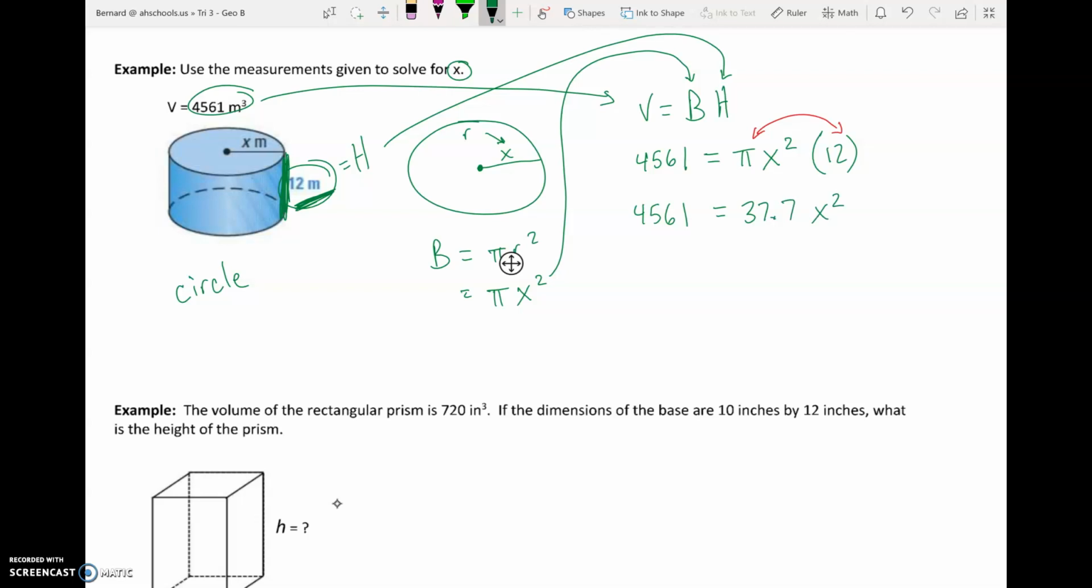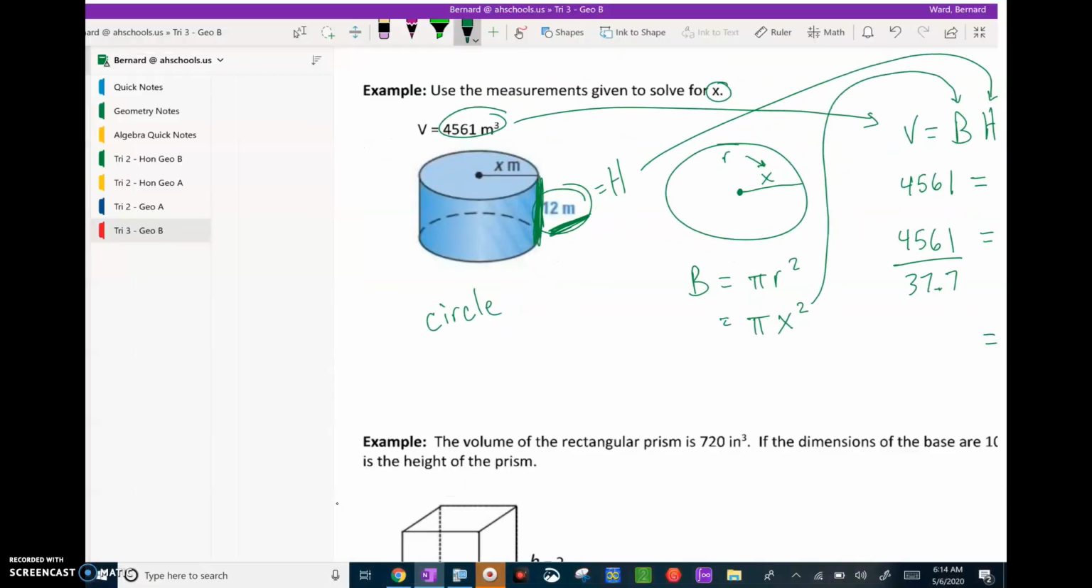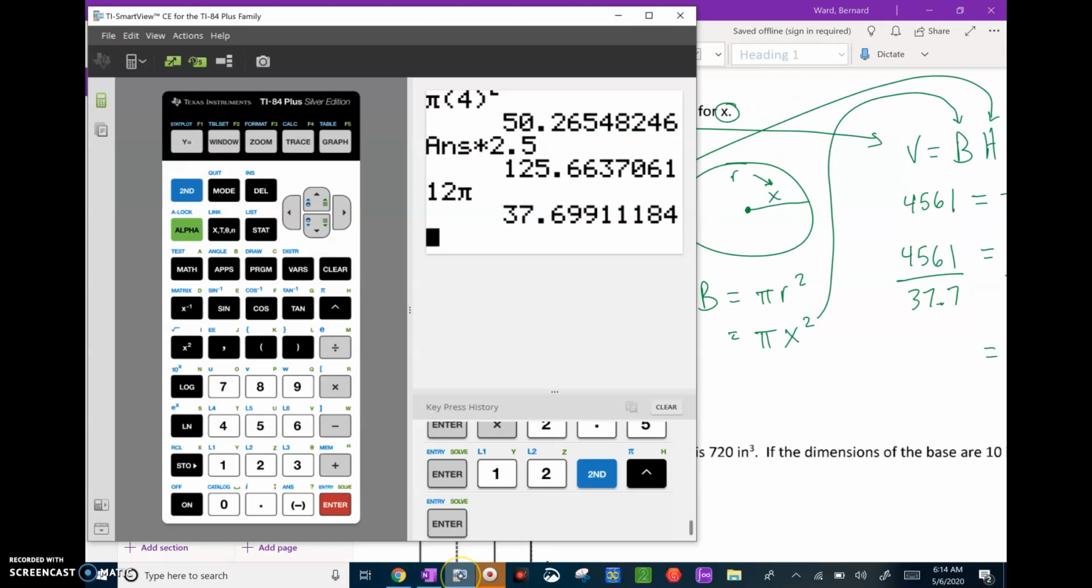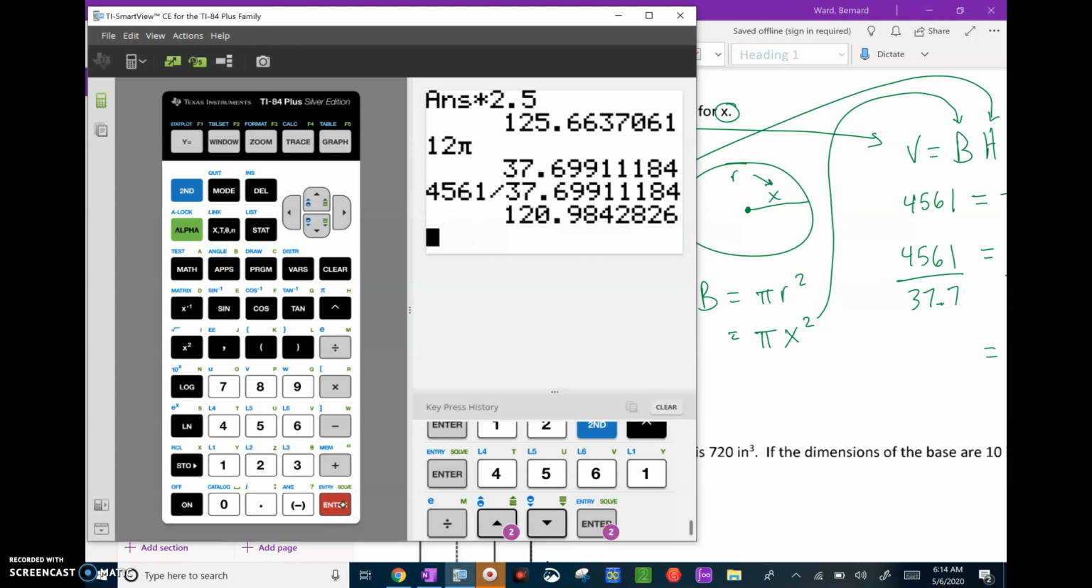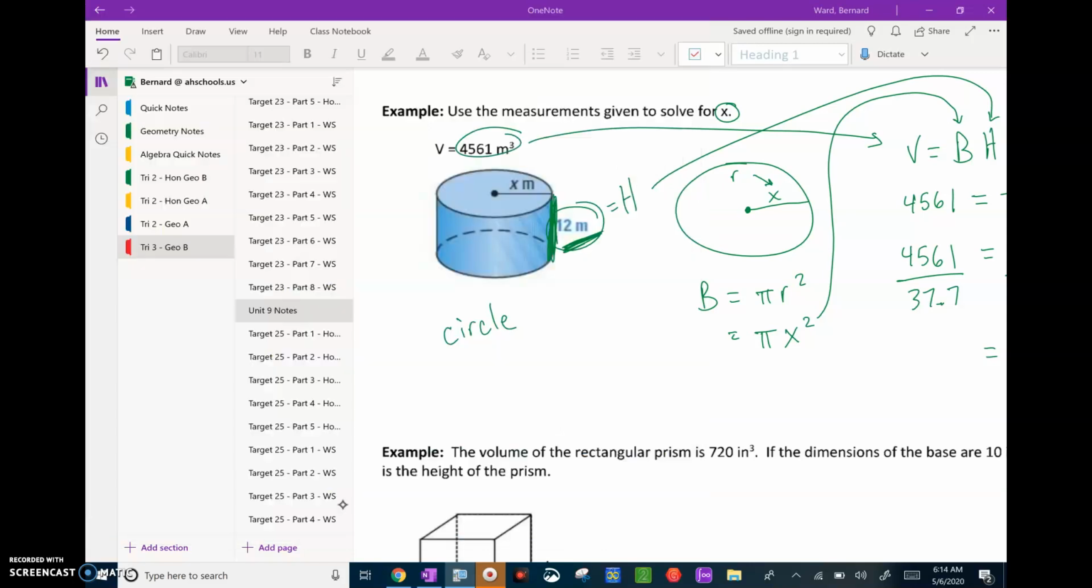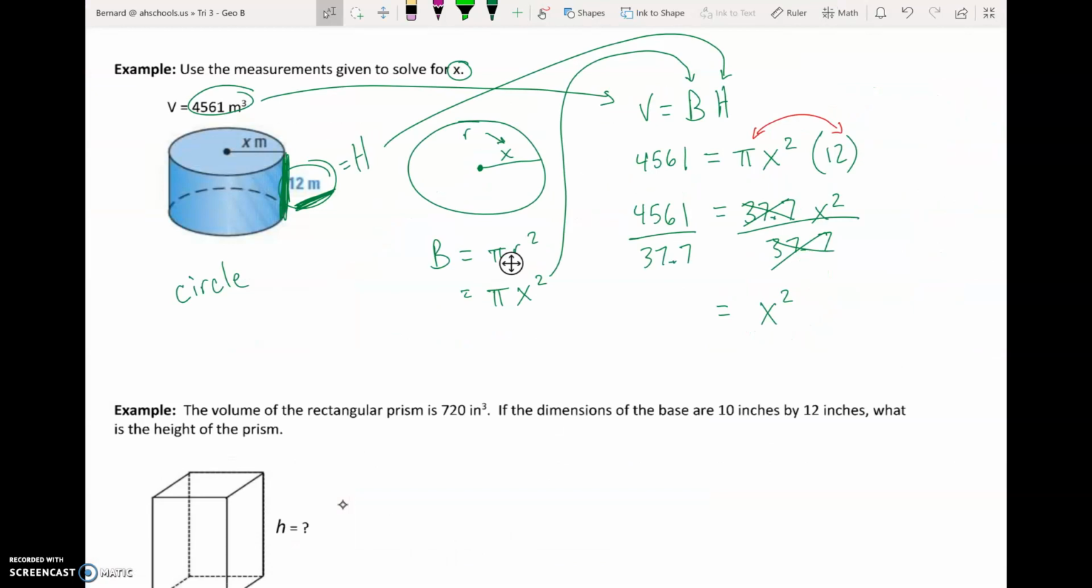And then let's divide both sides by 37.7, right? Because then we can get x squared by itself, which will then allow us to get x by itself. Because the two 37.7s will cancel, and it'll just be x squared on the right. And let's see what 4561 divided by 37.7 is. Highlight that, hit enter, boom. So about 121 if we round up, about 121.0.